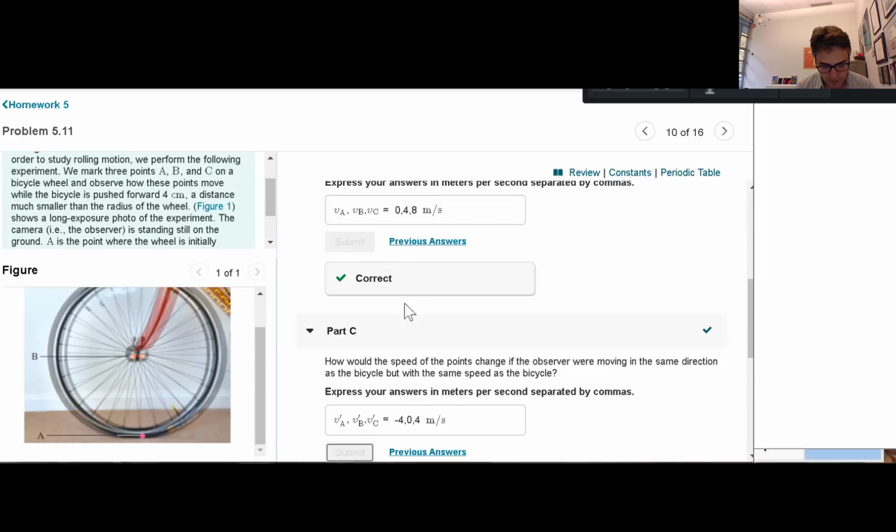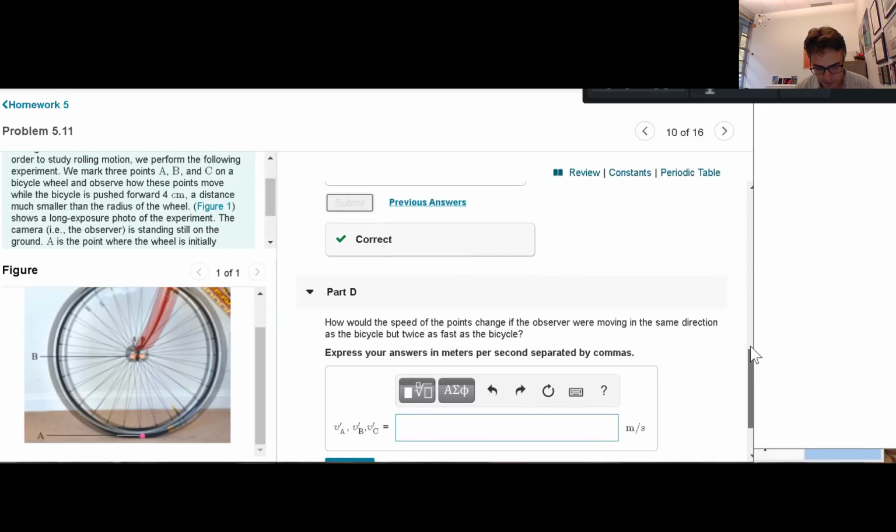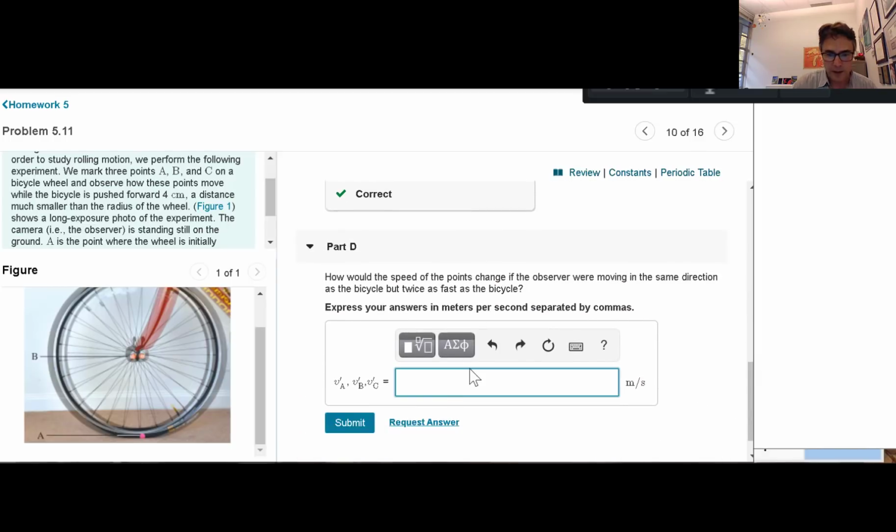0 minus 4 is minus 4. 4 minus 4 is 0. 8 minus 4 is 0. So if you're going even 4 meters per second faster, you do negative 4 minus 4 is negative 8. 0 minus 4 is negative 4. And 4 minus 4 is 0. So just 0.